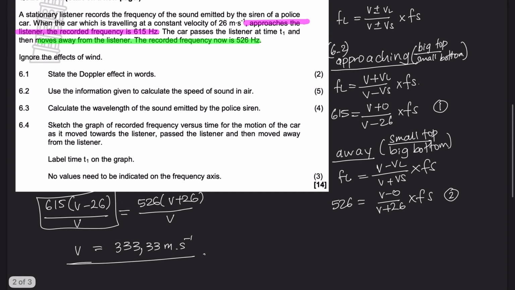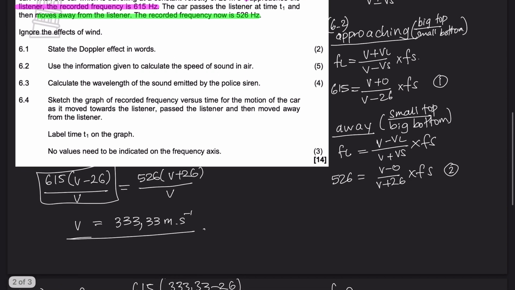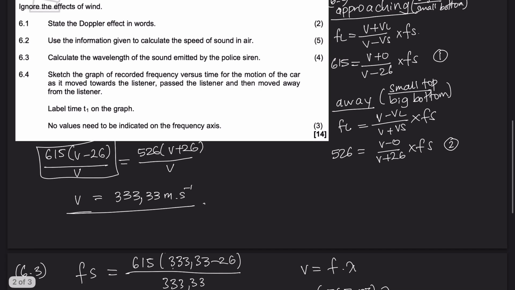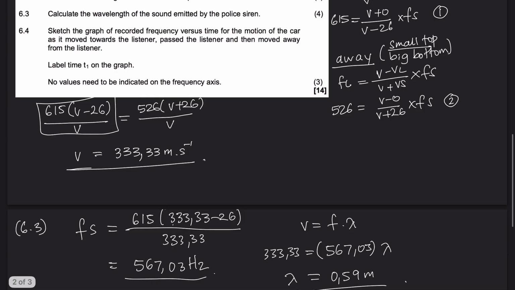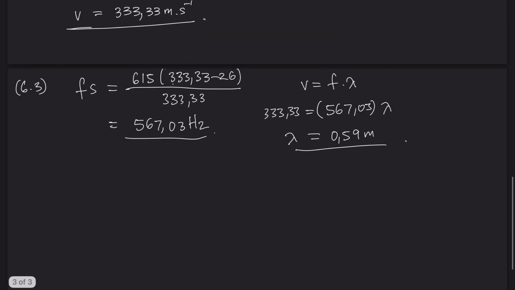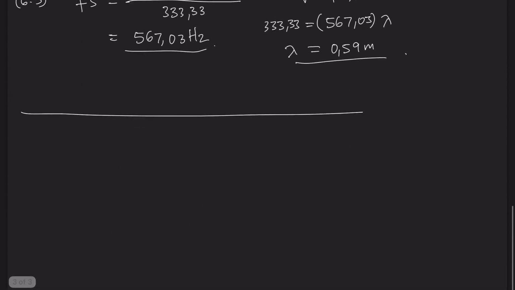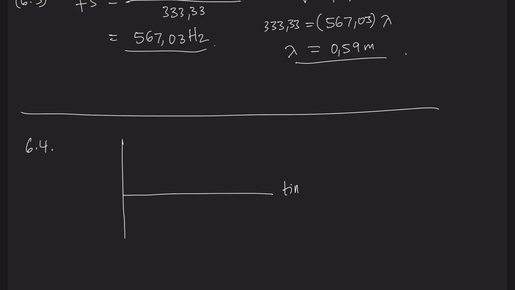Okay, and the last question, 6.4. Sketch the graph of recorded frequency versus time for the motion of the car as it moves towards the listener, past the listener, and moves away. Label T1 on the graph. So this one's quite straightforward. 6.4, if you have your graph, you'll have time, you'll have frequency, remember in hertz, and that will be in seconds, I'm assuming.